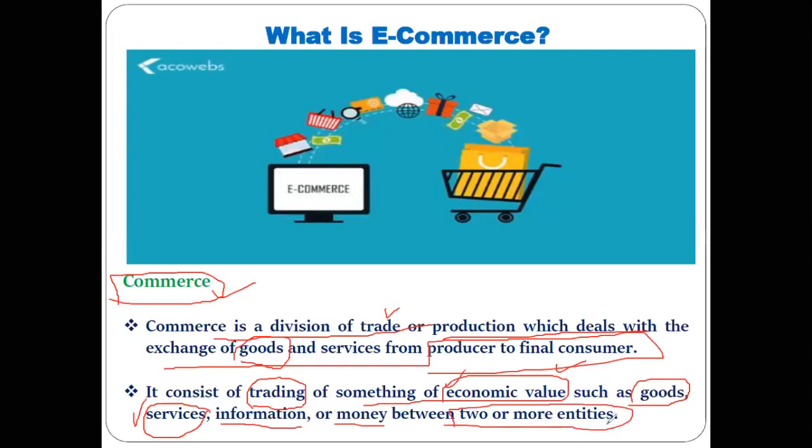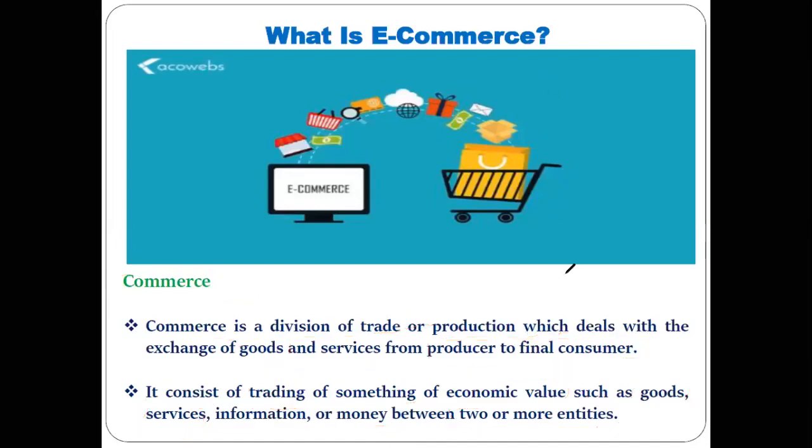Here, the meaning of entities can be a person, business, etc. Understood? So commerce consists of the trading of different kinds of goods, services, information, etc., which have some kind of economic value. Okay, understood? What do you mean by commerce? Okay, let's move forward.